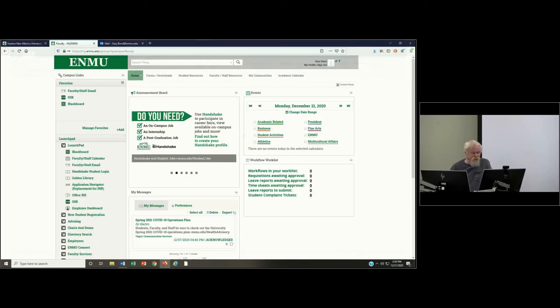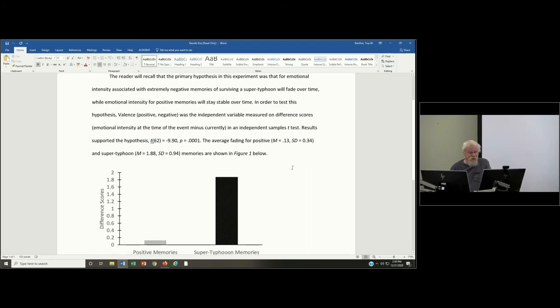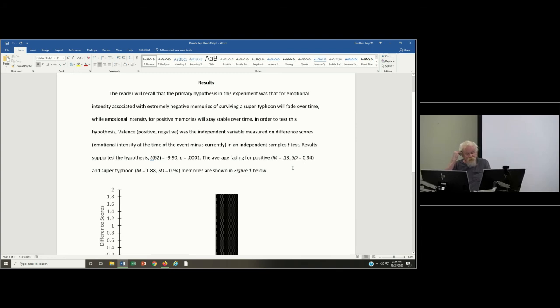And I have the results section from the example experiment that we talked about when we were talking about results sections. This one was about children's fading affect bias, but I had given an example on participants who were community members in the Philippines who had undergone a super typhoon event. These guys were survivors of that super typhoon.